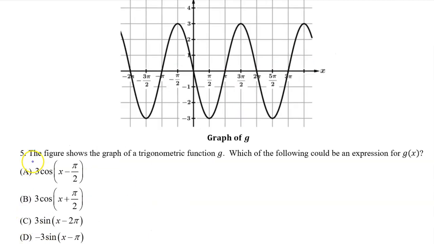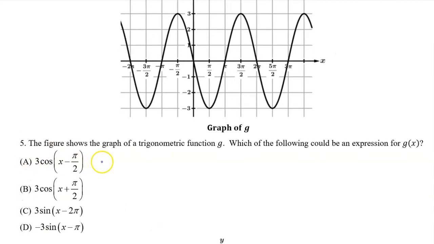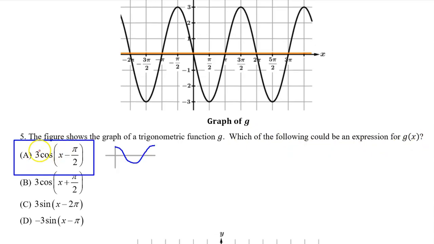Number 5. The figure shows the graph of a trigonometric function g. Which of the following could be an expression for g of x? Function A is a right side up cosine function. It's a cosine with a positive a value, so the first period should look like this. The c value is negative pi over 2. Therefore, the phase shift is positive pi over 2. That means the first period of function A should start right here at positive pi over 2.